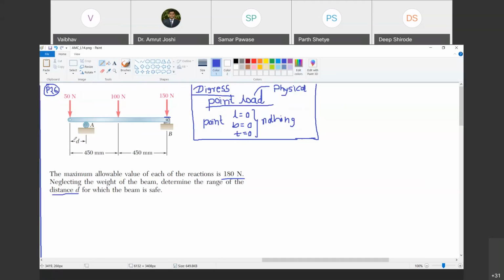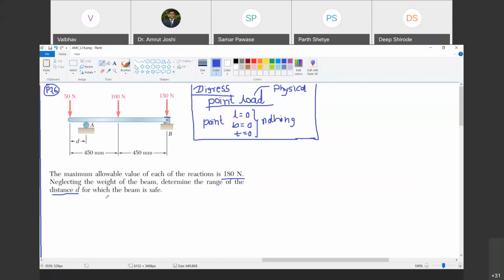As you go on changing d, as you go on increasing d, that means you are moving this support A inside. Do you agree with me? Yes, sir. And as you go on reducing d, that means you are shifting this support A towards the left hand side. Yes, sir. Are you with me? Now, determine the range of distance d for which the beam is safe. That is what it says. Are you with me?